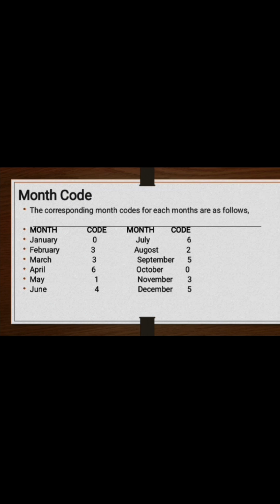The next is the month code. The corresponding month codes for each month are as follows. January, the code is 0; February, the code is 3; March, the code is 3; April is code 6; May, code 1; June, code 4; July, code 6; August, code 2; September, code 5; October, code 0; November, code 3; December, code 5.